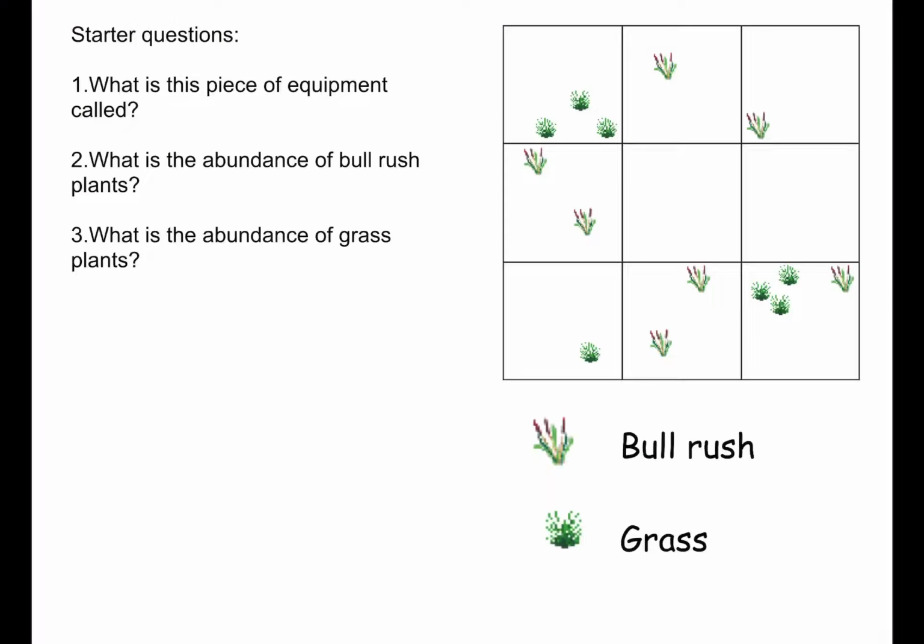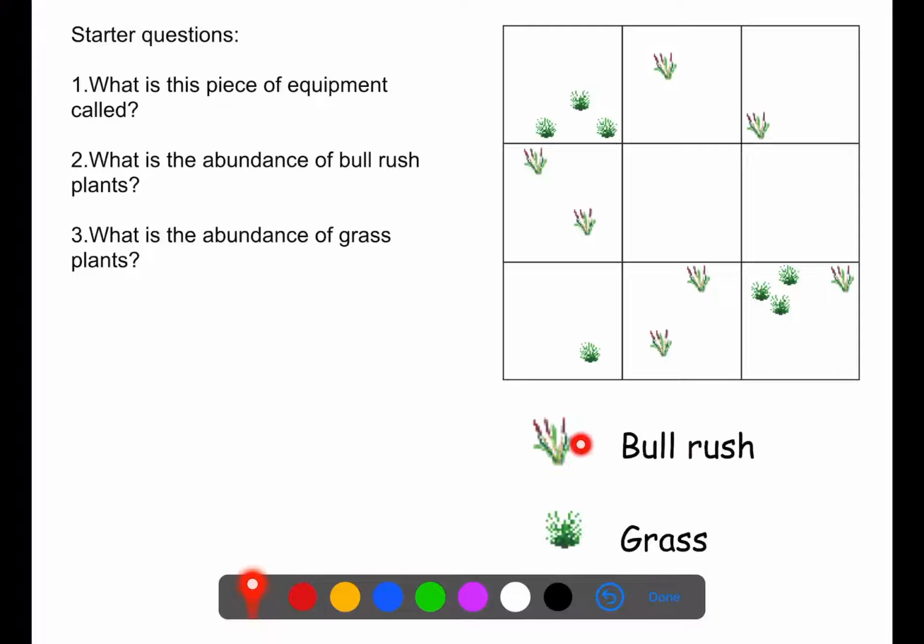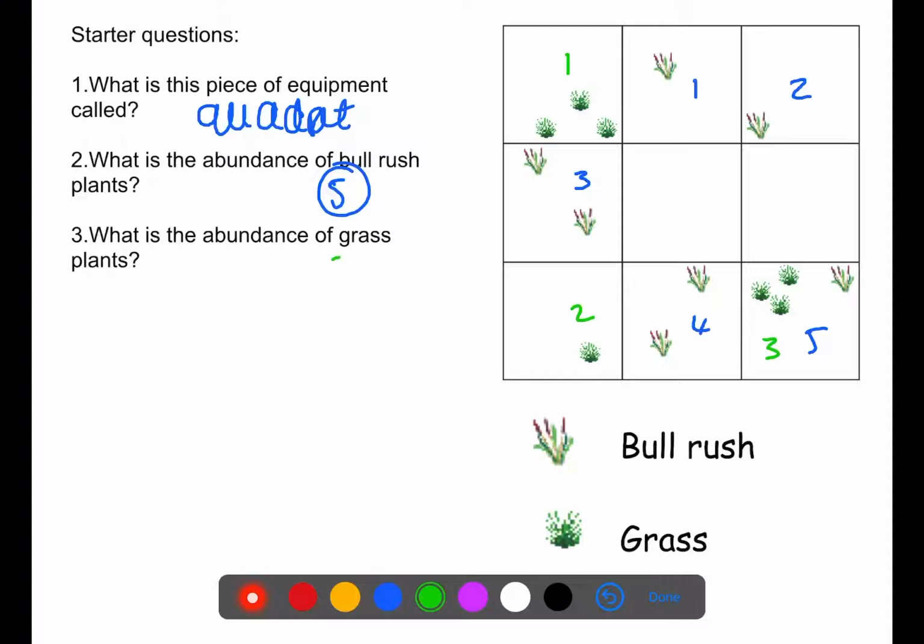Have a look at this example of sampling. What is the piece of equipment called that is being used? What is the abundance of the bulrushes, which are these ones here, and what is the abundance of the grass plants? So this piece of equipment is called a quadrat. And for the bulrushes, we're counting the squares that we find them in. So we've got 1, 2, 3, 4, 5. So just the number of squares. And then for the grass plants, we have 1, 2, 3. So we're just counting the number of squares that we find the grass plants in.